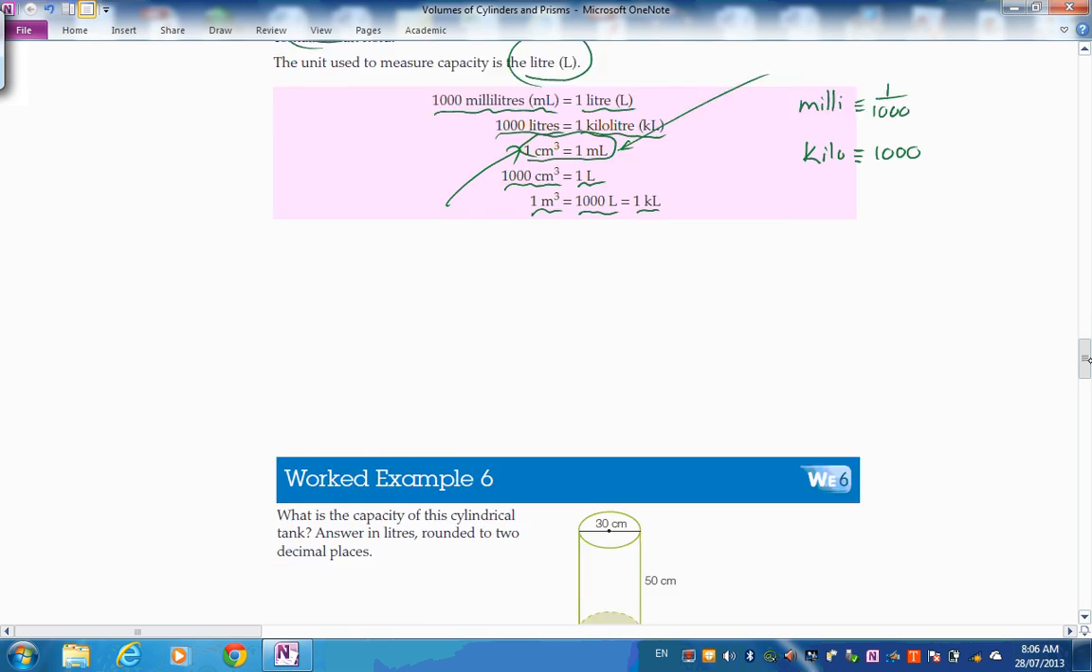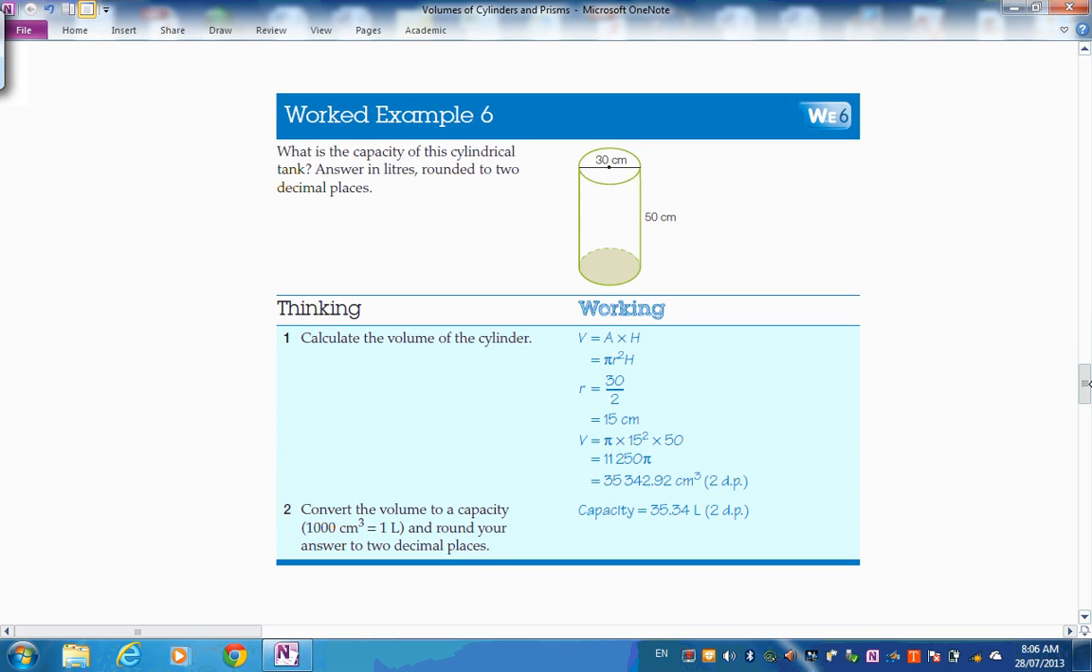Now let's have a look at an example of that one then. So if you're finding the capacity, it says answer in litres, and so the first thing to do, of course, is to find the volume in centimetre cubes and then to convert it. So we have a cylinder, so you can see here they've shaded. A cylinder has a uniform cross-section with pi r squared times the height of the cylinder.